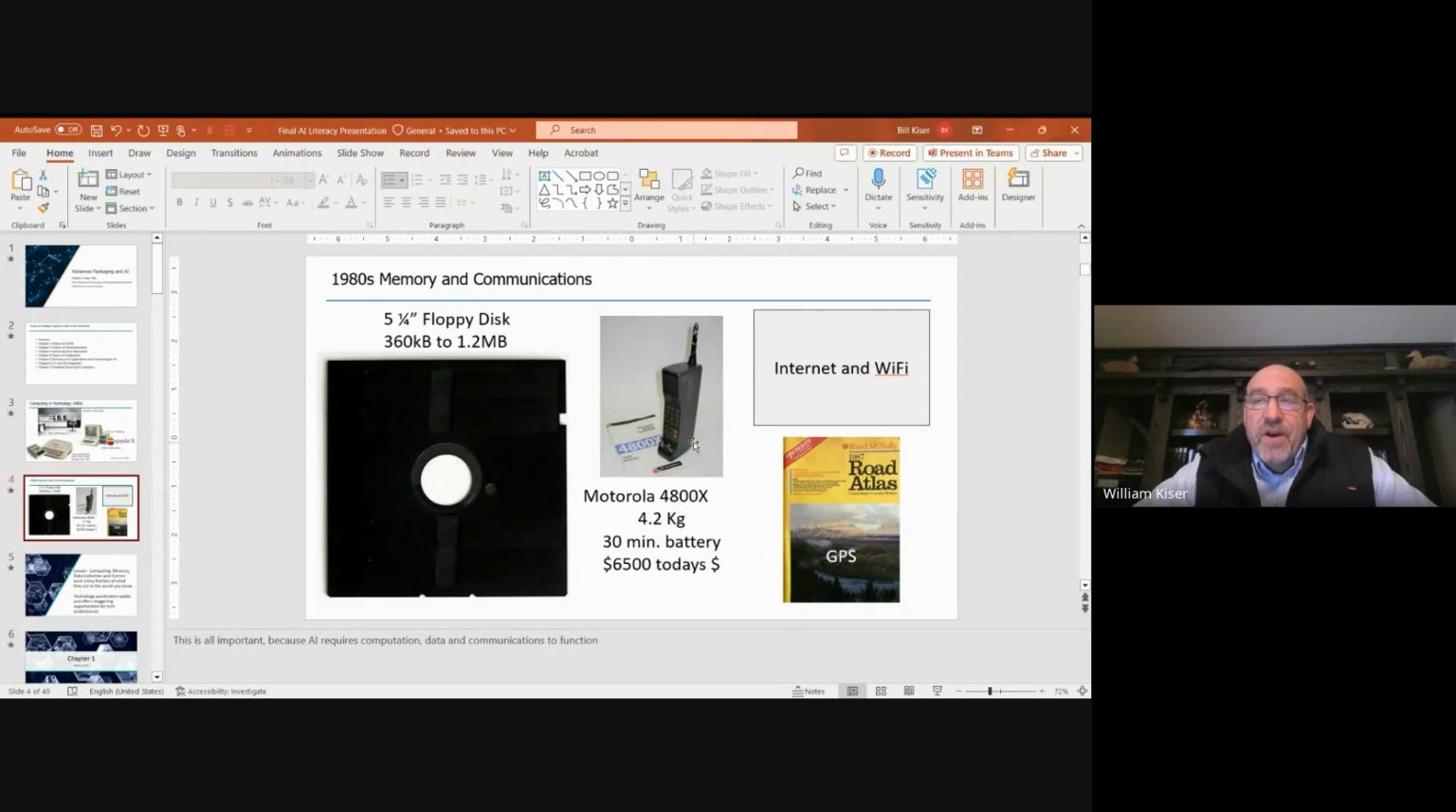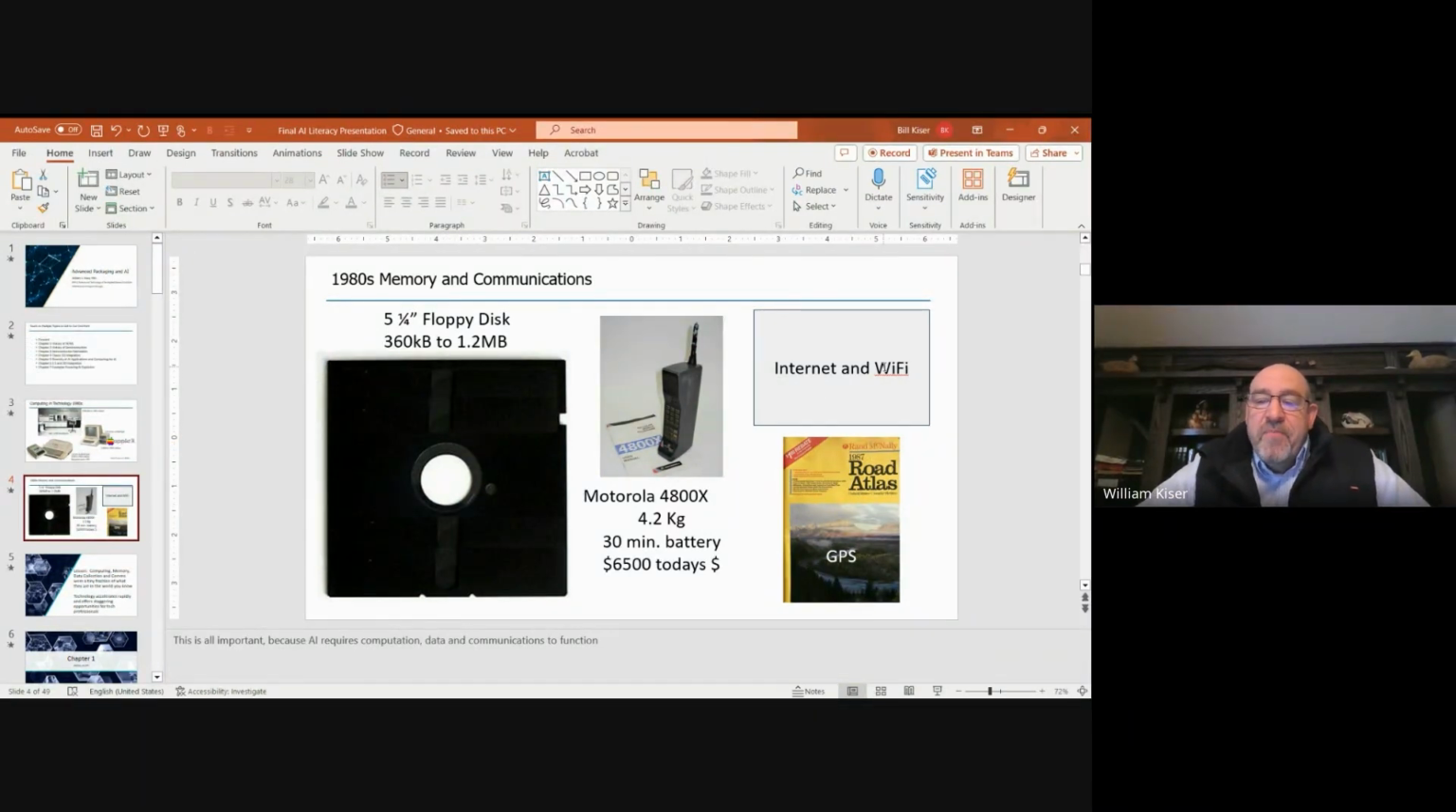Like I said, there were no smartphones. There were hardly any cell phones. This is an example of a 1989 cell phone. It's a Motorola 4800X. It's about $6,500 in today's dollars. It had a 30-minute battery. That was it. Wasn't horribly reliable, didn't have great coverage, bounced in and out a lot. I would say maybe 0.1% of the people had them, and it was confined to salesmen and commercial applications. Very few people had personal cell phones.